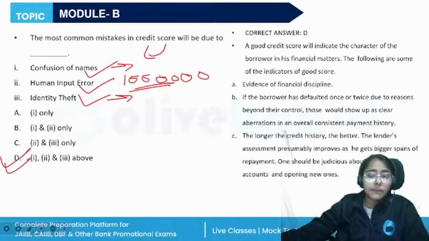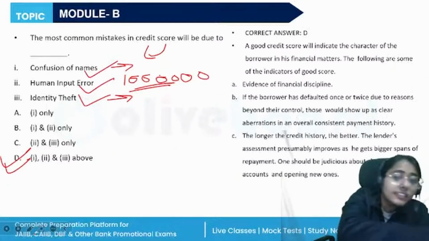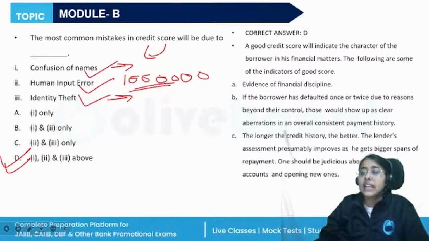All of the above. Now, what will reflect as a good credit score? It will indicate the character of the borrower, evidence of financial discipline, if the borrower has defaulted due to genuine reasons, or longer the credit history, the better.